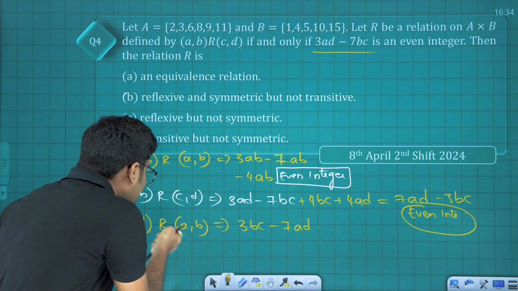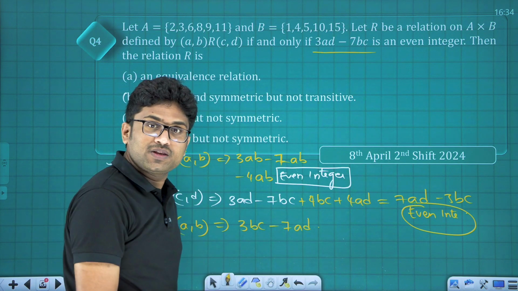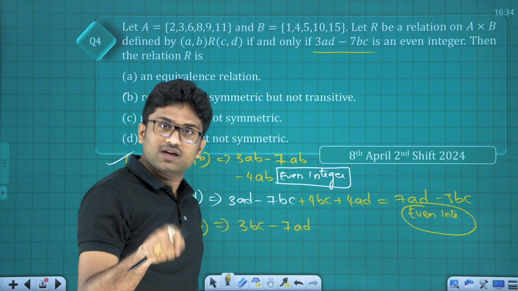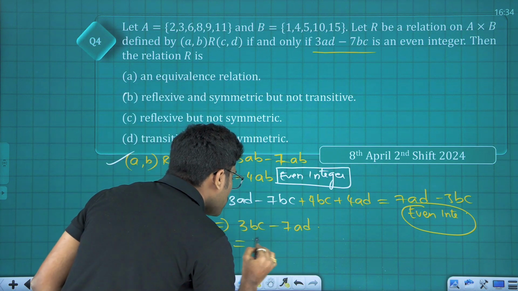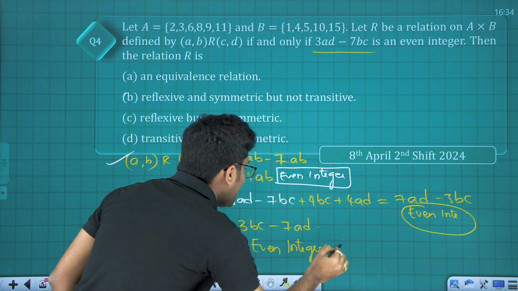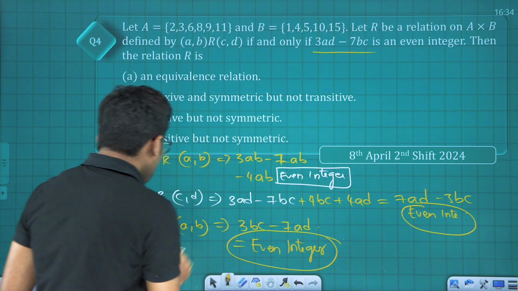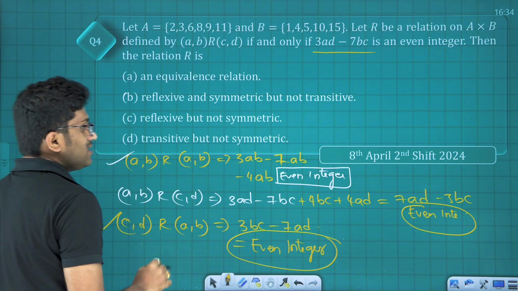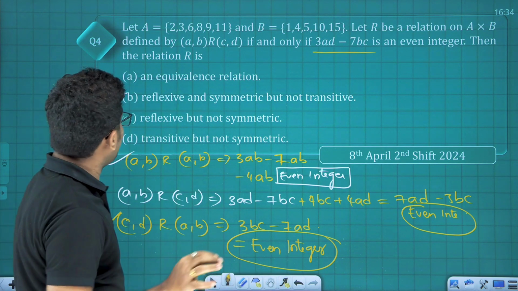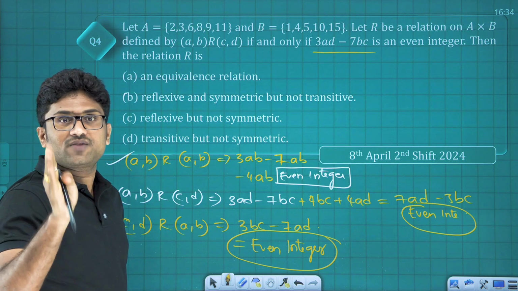But what is (c, d) related to (a, b)? It is 3BC minus 7AD, which is the negative of this. If this is even, the negative of this will also be even, correct? So this will also be an even integer. So hence it is symmetric. Hence it is reflexive and symmetric. We have the options equivalence, reflexive, symmetric, but no. So, no other go, we have to check for transitivity.